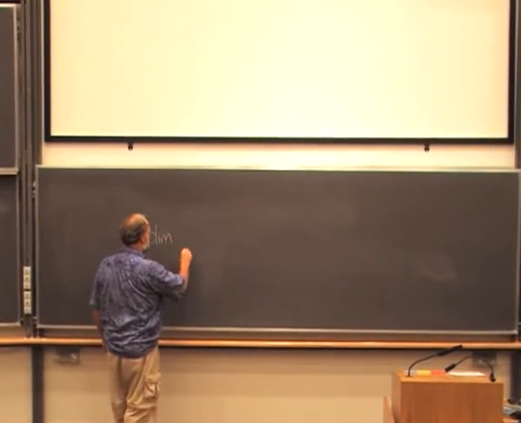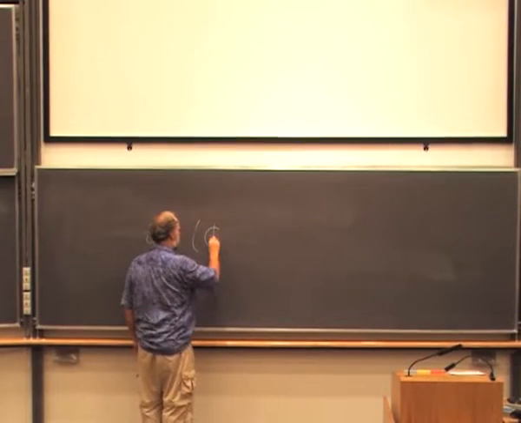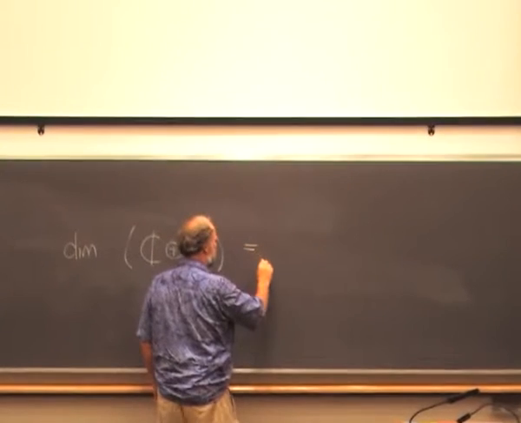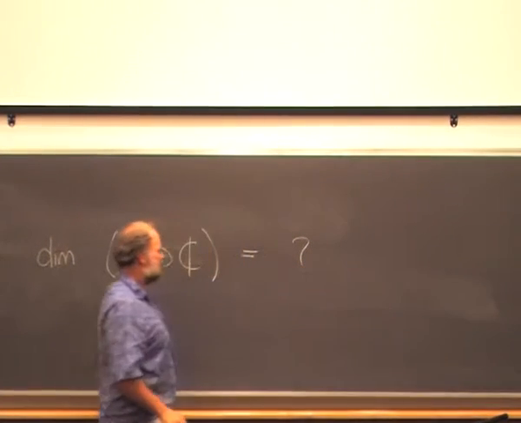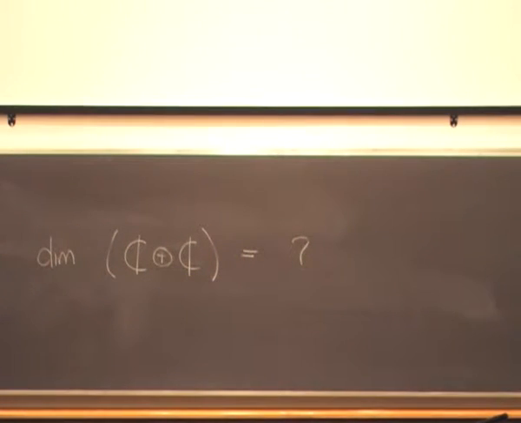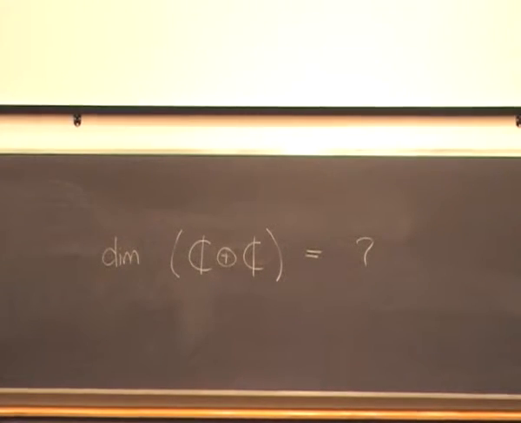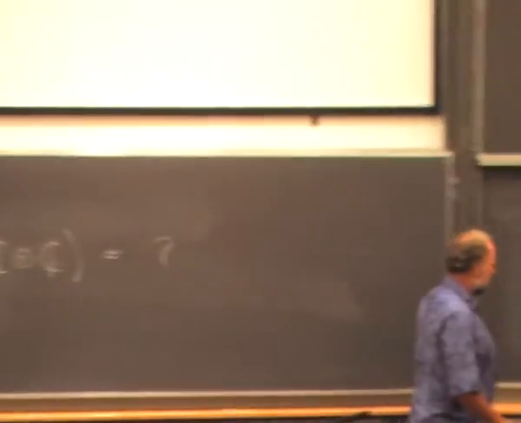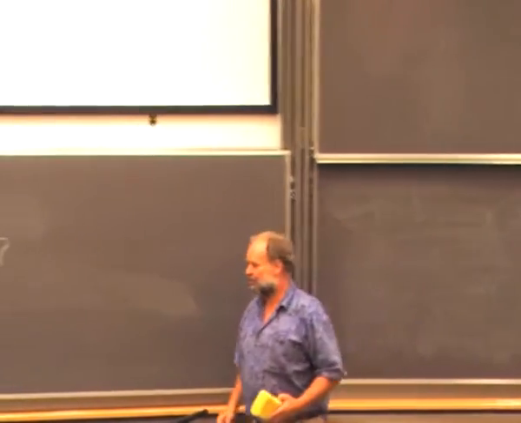I want to start by asking a question of you. What is the dimension of C plus C, known as C squared? Well, one's immediate reaction is 2, right? But I wouldn't be asking the question if it was 2. So I want to give a more provocative answer.